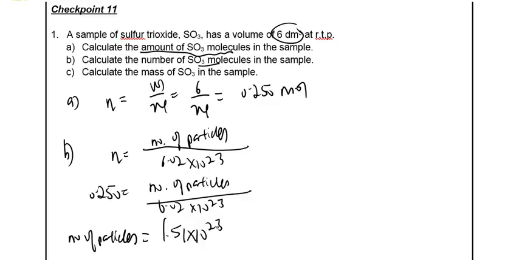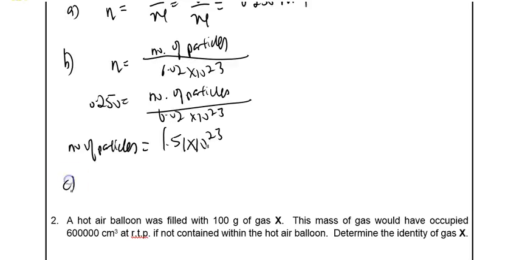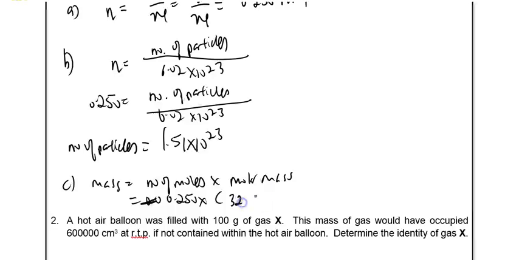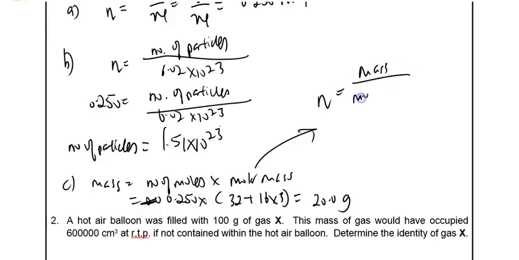And for part C, it is quite simple. For the mass, I simply use mass equals number of moles times molar mass. And I have 0.250 times the molar mass of sulfur trioxide, and I will get 20.0 grams. So this equation is actually the number of moles equals mass over molar mass equation. I shifted this to multiply together to give me the mass of sulfur trioxide.